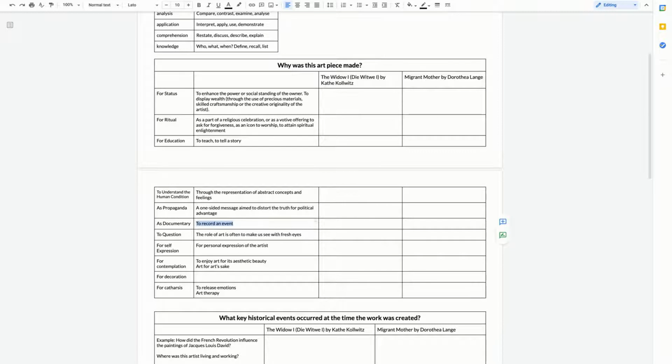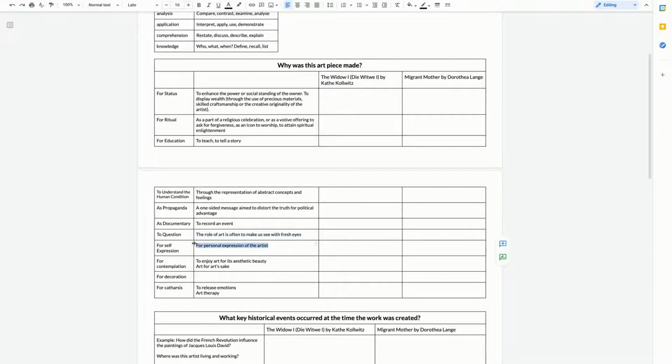So there may be something that they are trying to document. Going back to The Raft of the Medusa, we can think about how it's to teach and tell a story. It's also to record the event that happened. So there's an example of where we've already hit 2 of these reasons that art was made. Sometimes the role of art is to make us see something with new and fresh eyes, to make us view the world or a situation or an object in a different way. So it's there to make us question.